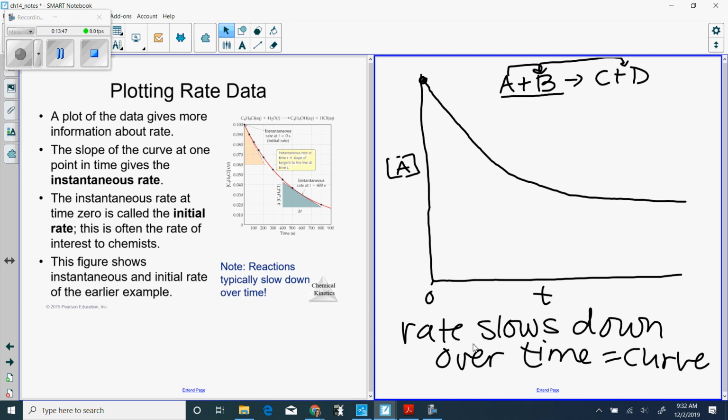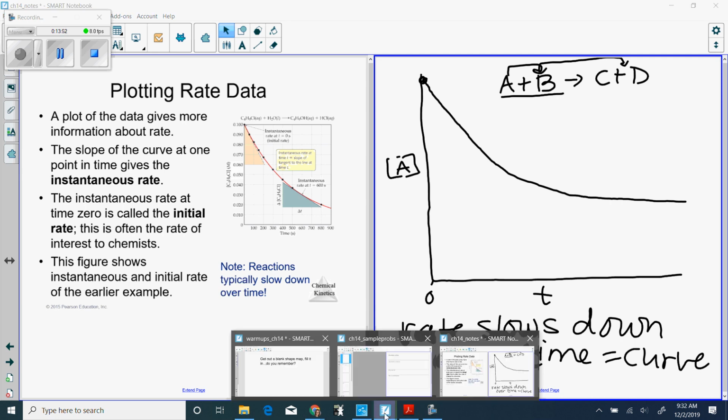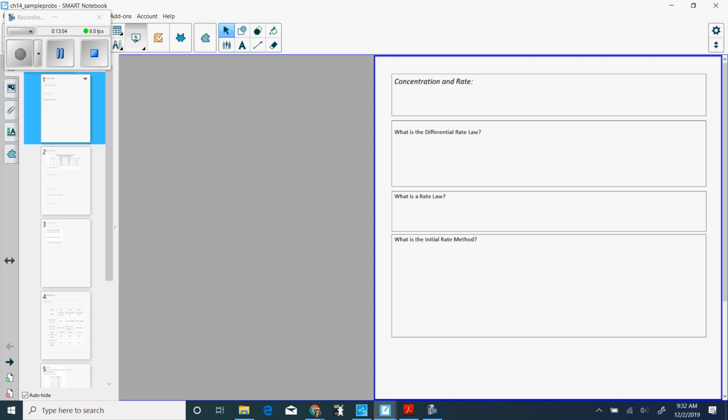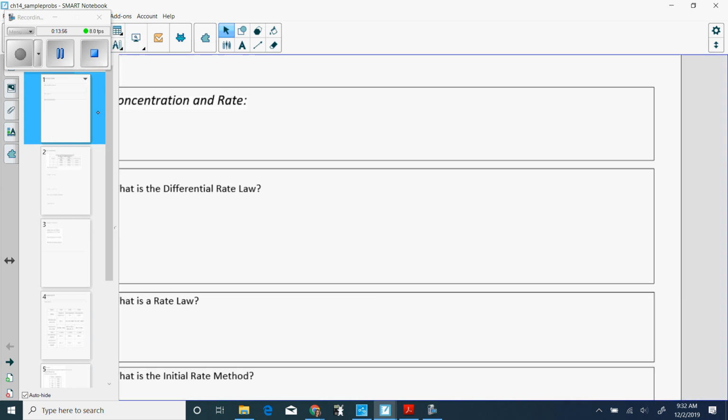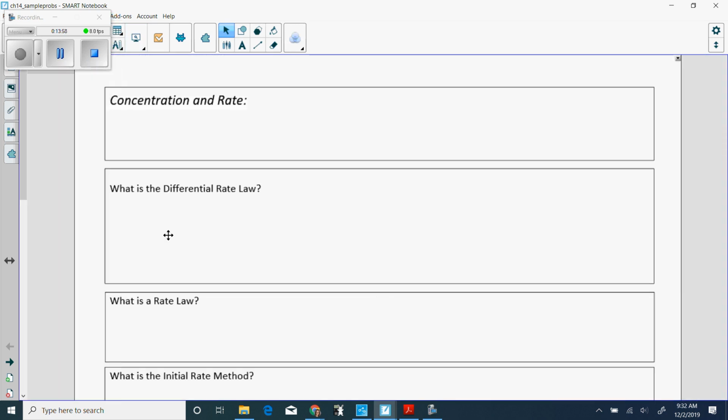You have to turn to the back of your packet. And it should look something like this. Grab a calculator if you need a calculator. You don't need a graphing calculator today, but you will starting Wednesday. You just need a button pusher today.